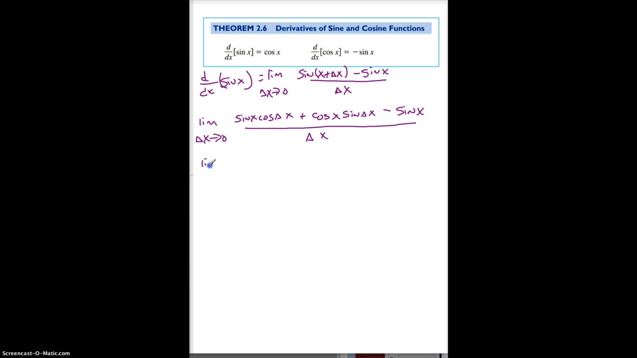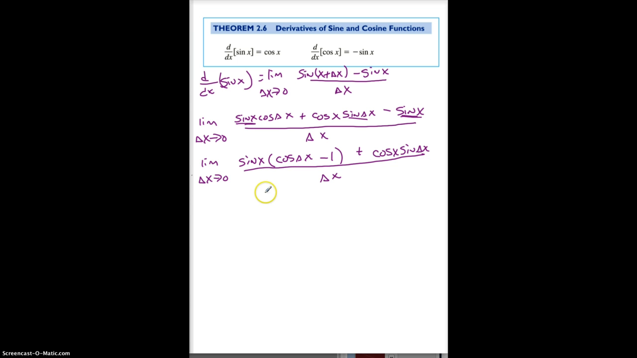So let's look at the limit as delta x goes to 0. And what I'm going to do now is factor a sine of x out of this term right here. So I need to factor sine of x out of here. So it's going to be sine of x times cosine of delta x minus 1, plus cosine x sine of delta x, all over delta x.